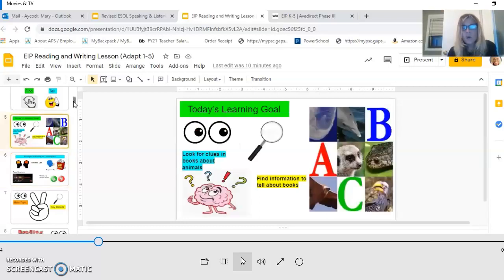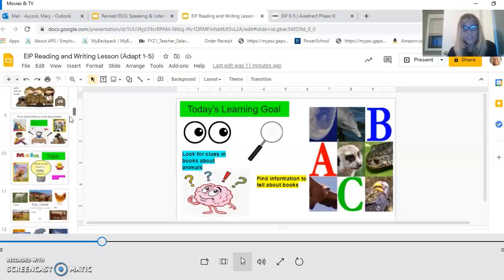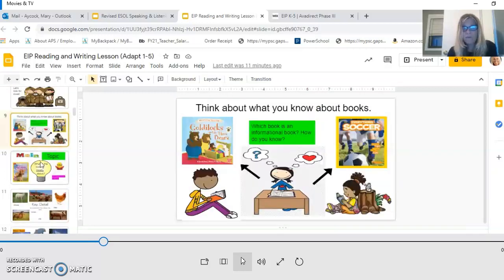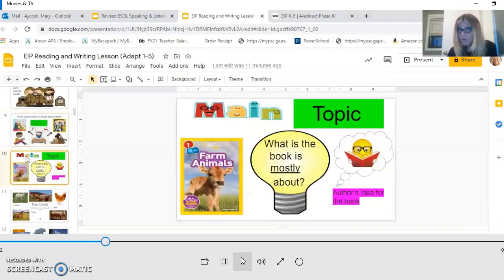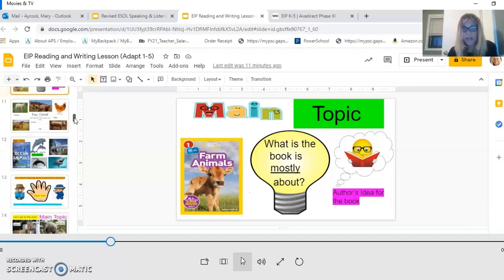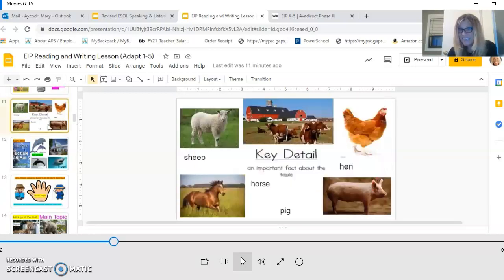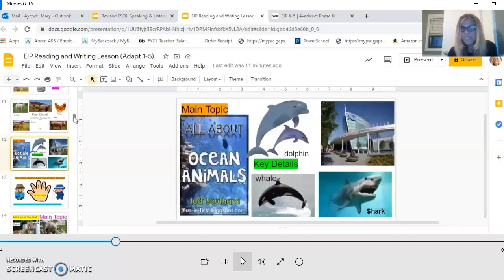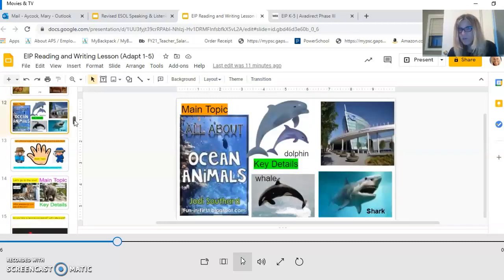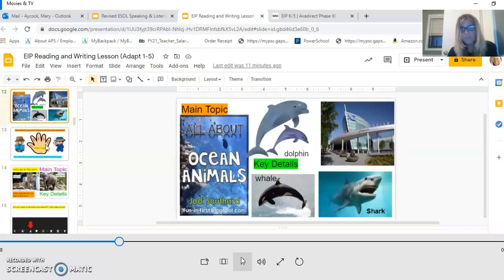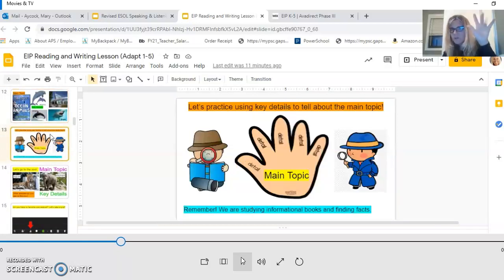Okay, boys and girls, so we've talked about books that give information. We have talked about farm animals, and we've identified all of these animals as living on the farm. So the main topic of this book that we read the other day was farm animals. We practiced telling key details about those farm animals. We did the same thing with our ocean animals, or animals that might be at the aquarium. And we also used a special strategy, our informational hand.